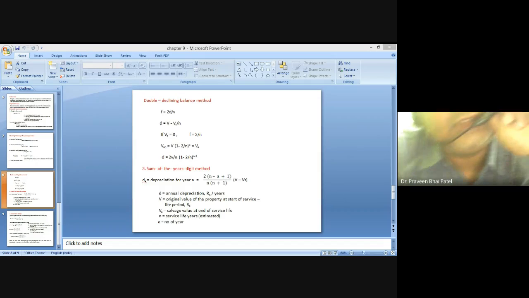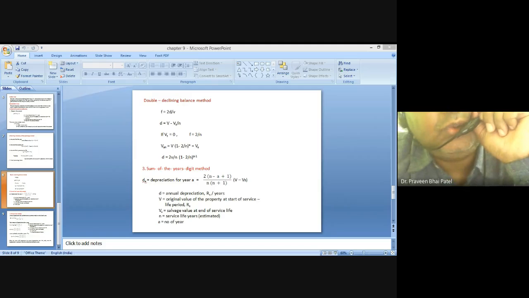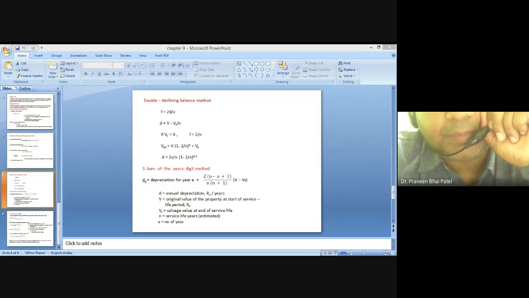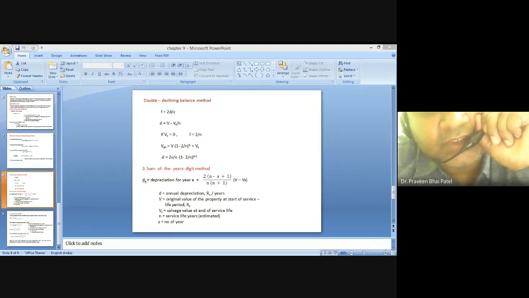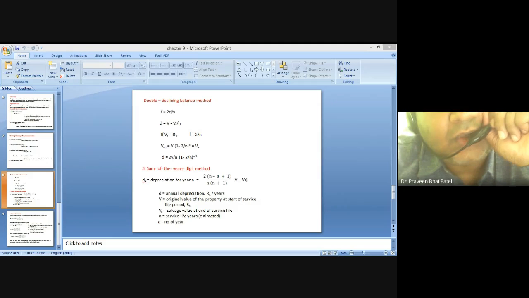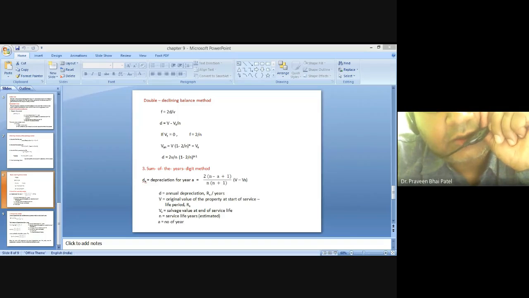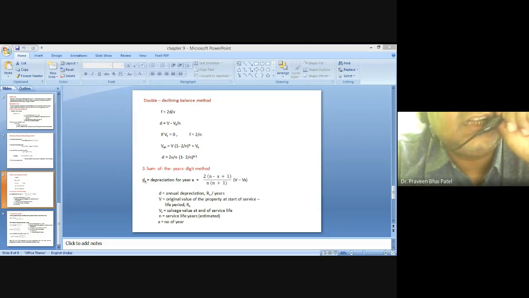But when we are using the double declining method, in the initial year we will deduct 20% of 30,000. What is 20% of 30,000? That is 6,000 rupees. Because there the rate was 10%, now as it is double declining, twice of 10% is 20%. So in the first year, the deduction will be 6,000.